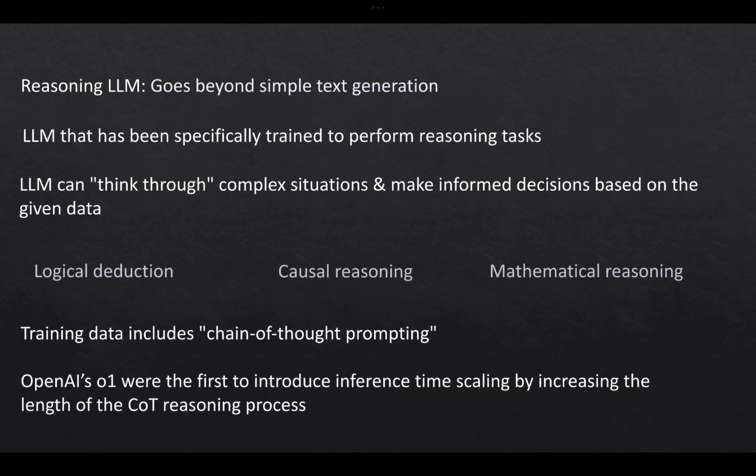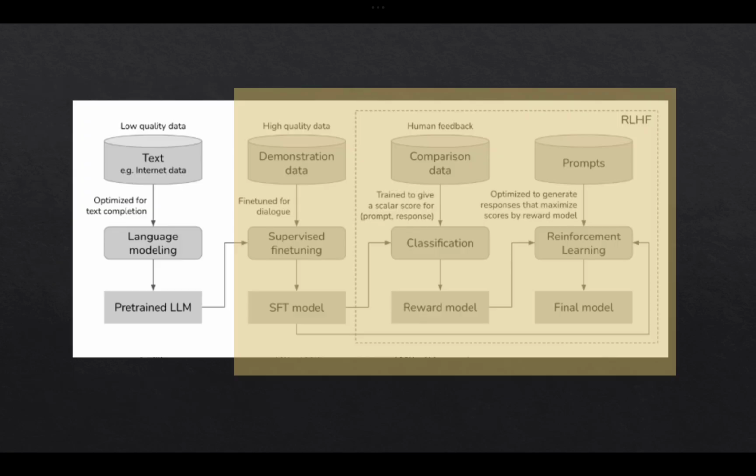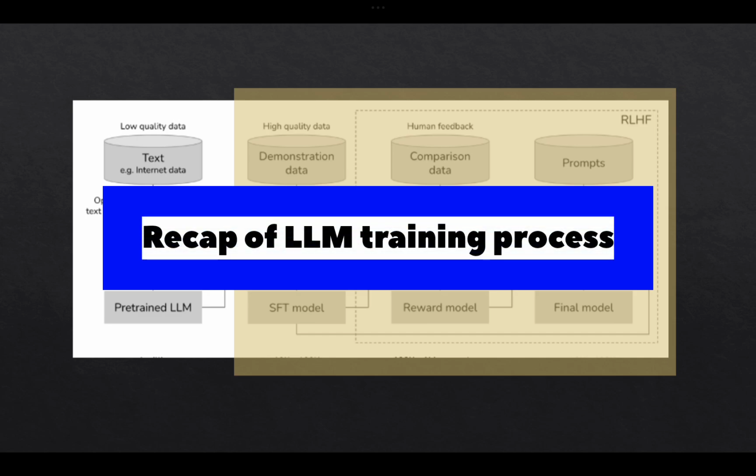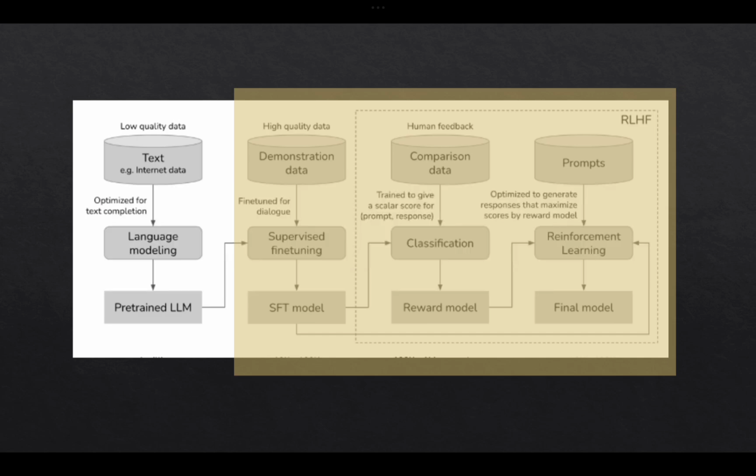Before going into the DeepSeek R1 series of models, let's talk about the typical training process of an LLM. The LLM training process typically comprises three steps. The first step is language modeling, where you scrape a lot of data from the internet, which can be low quality data, and train a model optimized for text generation. At this point your LLM should only be able to produce the next token given a context, and the output is a pre-trained LLM.